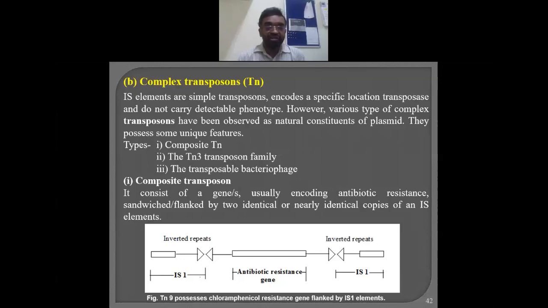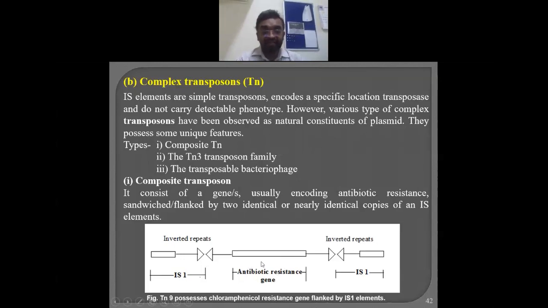First, the composite transposon. This is the typical structure of a composite transposon. What happens in this? It consists of the gene which encodes the antibiotic resistance, and it is sandwiched or flanked by two identical IS elements. There are two IS elements present, with the typical structures we have discussed, and that IS element sandwiches the antibiotic resistance gene.